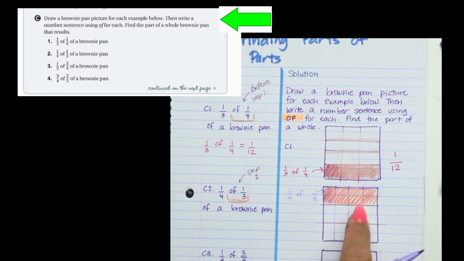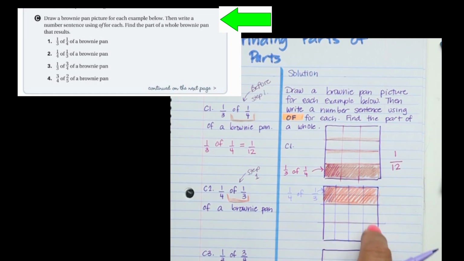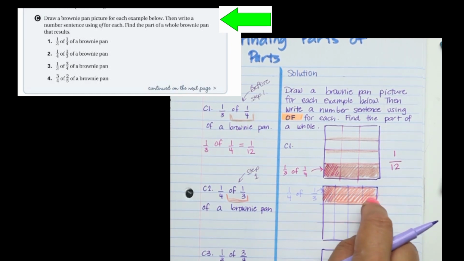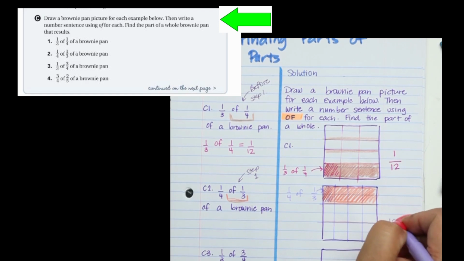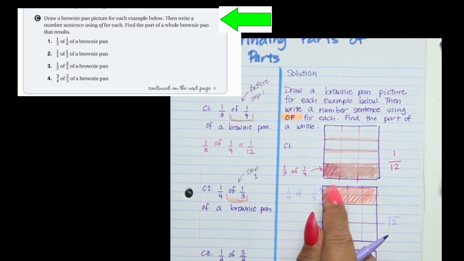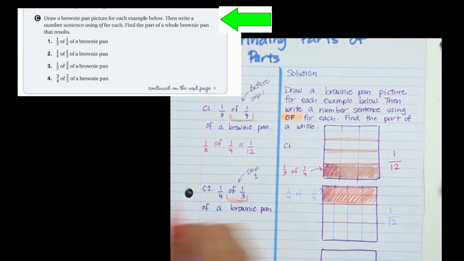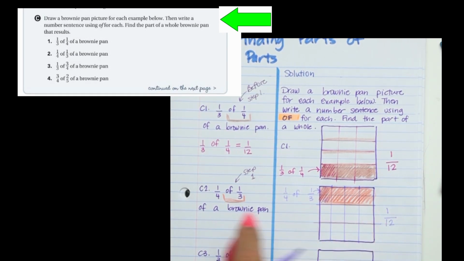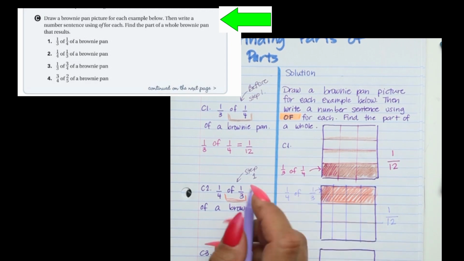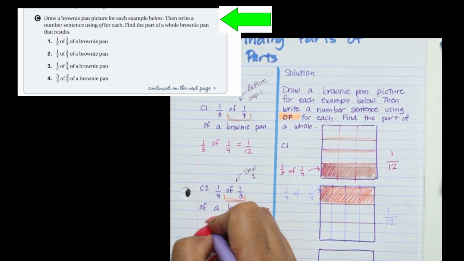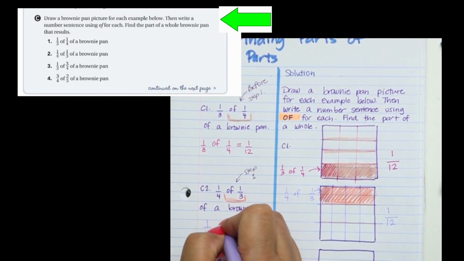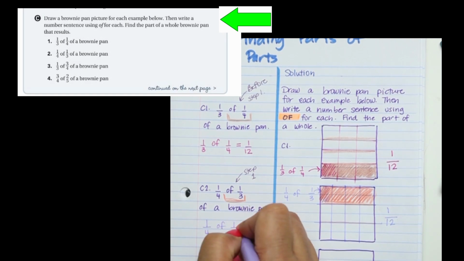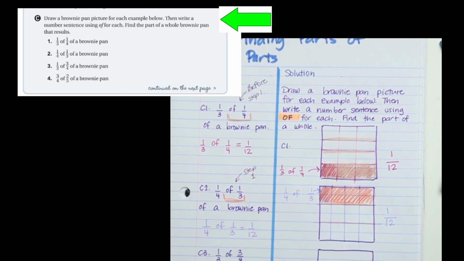So there are equal sections. There are 1, 2, 3, 4, 5, 6, 7, 8, 9, 10, 11, 12. Again, there are 12 equal sections, and 1/4 of the third is 1/12. So I need to write a number sentence. 1/4 of 1/3 is 1/12.